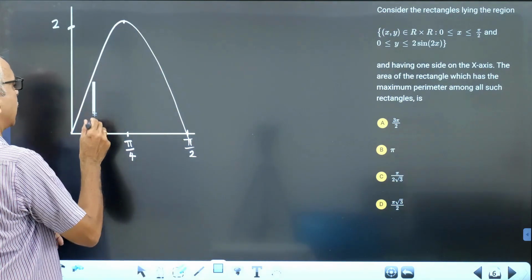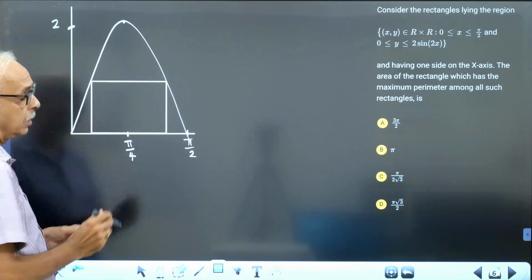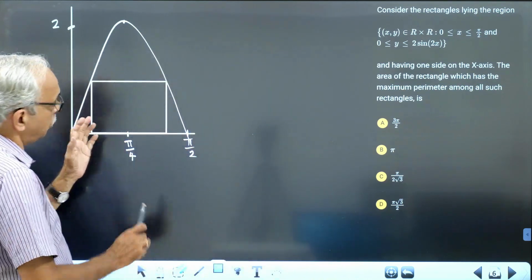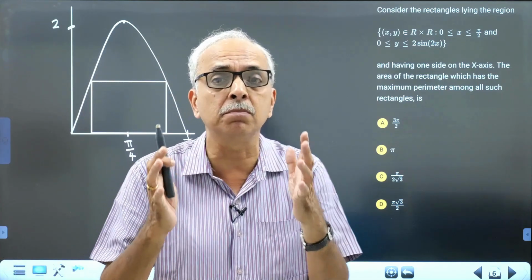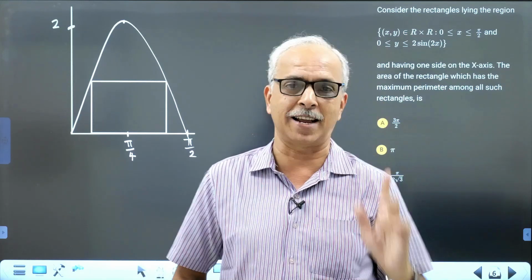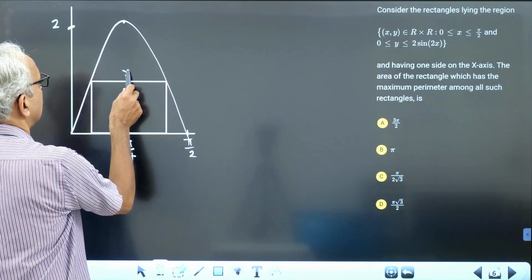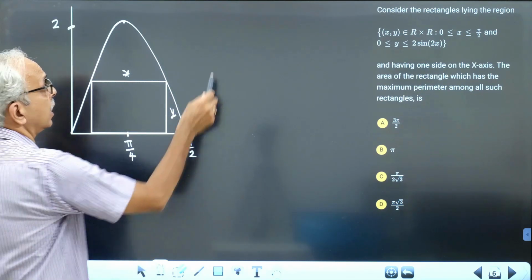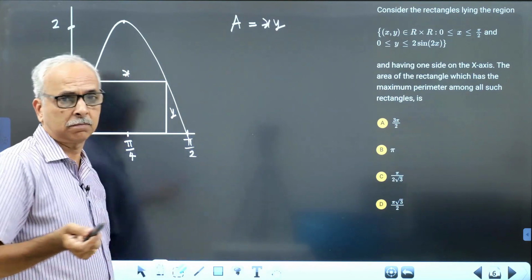Now you are drawing a rectangle like this inside that region. And you are taking all such rectangles having maximum perimeter, and you are required to find the area of that particular rectangle, right? You take the length of this rectangle as x and the height, breadth as y, and you know the area of the rectangle is xy.